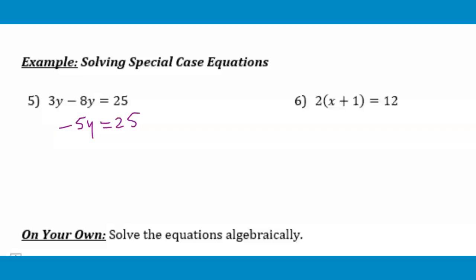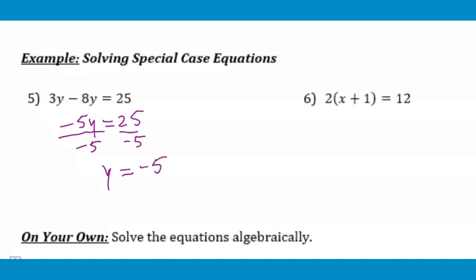Now you can see that you have a one-step equation. We have negative 5 times y. We undo that by dividing by negative 5, and then divide the other side by negative 5, and you're left with y equals negative 5.